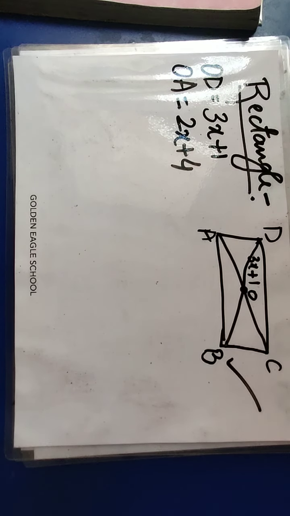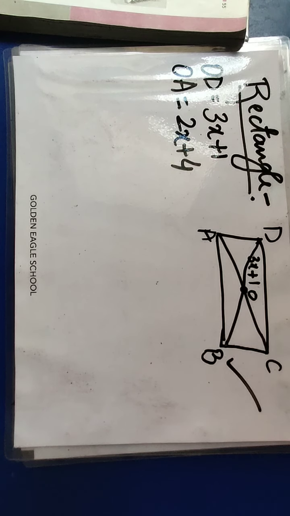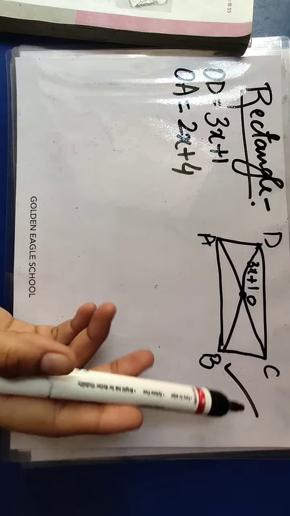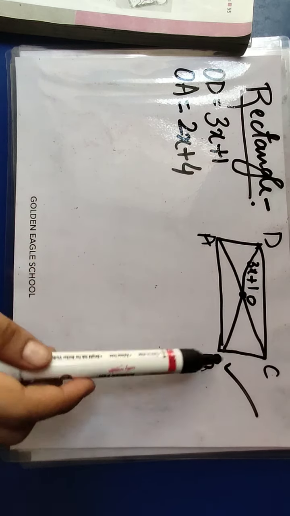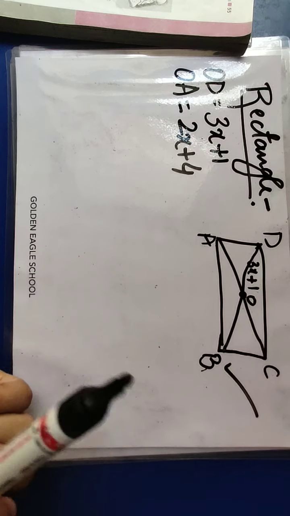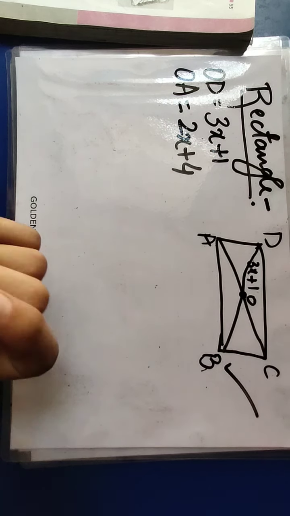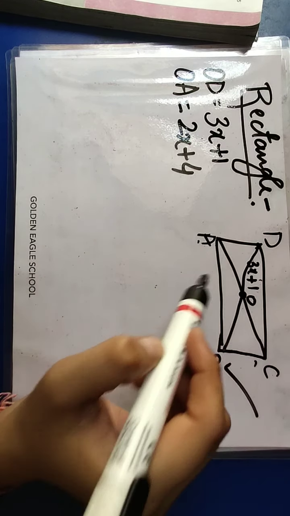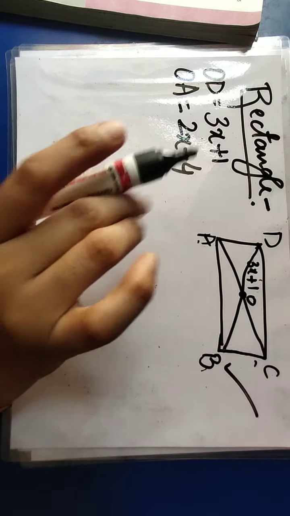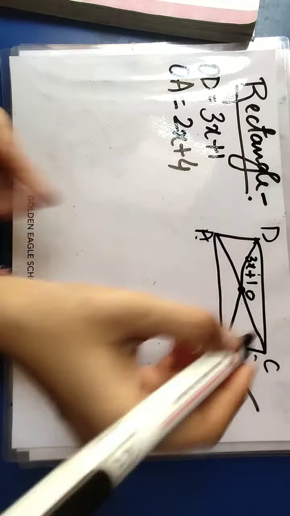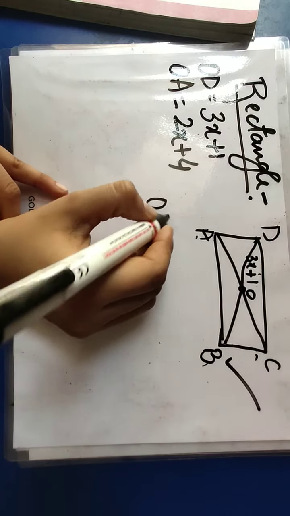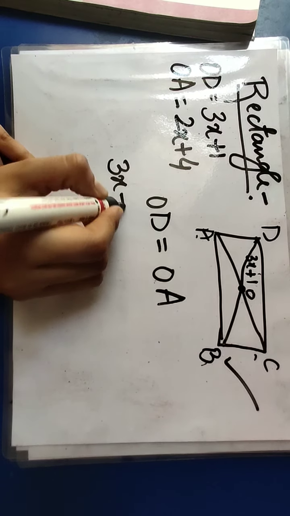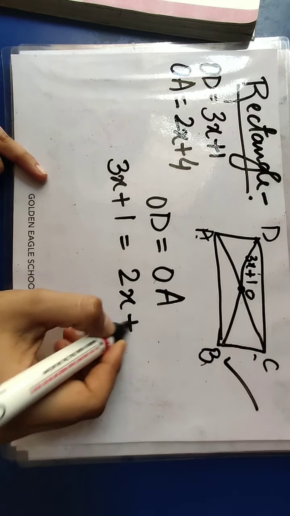As we know, OA is half of this diagonal and OD is half of this diagonal. So what we can do is that if AC is equal to BD, then half of AC is equal to half of BD also. So we can say that these two are equal, OD equals OA. So 3x plus 1 is equal to 2x plus 4.